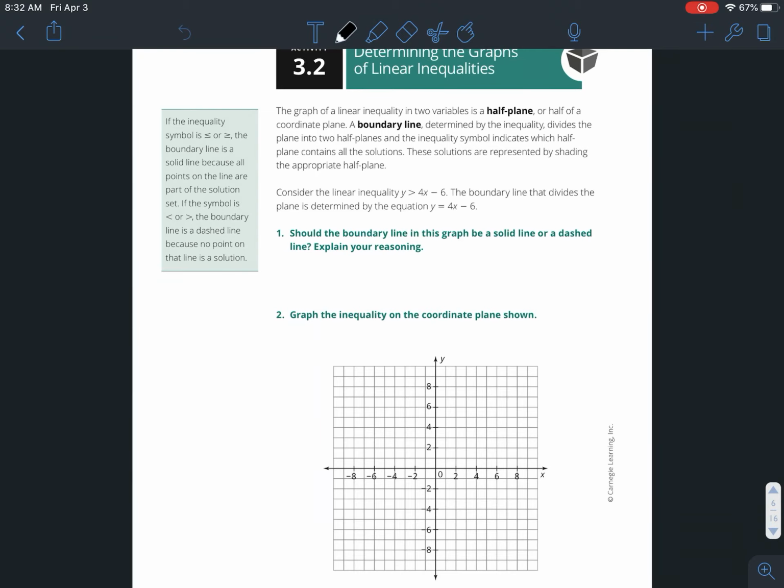We're going to be working on determining the graphs of linear inequalities. The graph of a linear inequality in two variables is a half plane, or half of a coordinate plane. A boundary line determined by the inequality divides the plane in two half planes, and the inequality symbol dictates which half plane contains all of the solutions. These solutions are represented by shading the appropriate half plane.